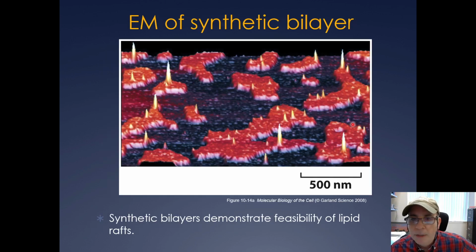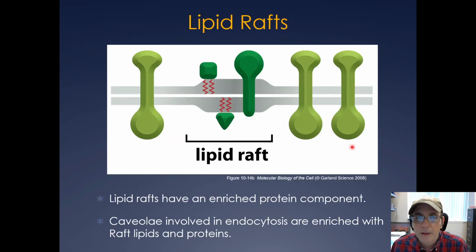Okay. And here's an EM of a synthetic lipid bilayer, and you can see where the saturated phospholipids are coalescing, and the unsaturated ones form a different area. These synthetic bilayers really prove the existence that lipid rafts can occur within the cell. Okay, and so what exactly is a lipid raft?